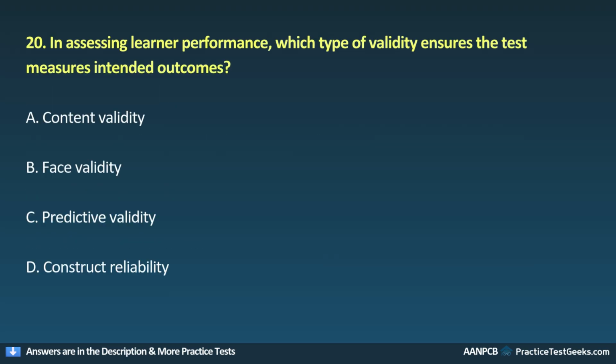20. In assessing learner performance, which type of validity ensures the test measures intended outcomes?